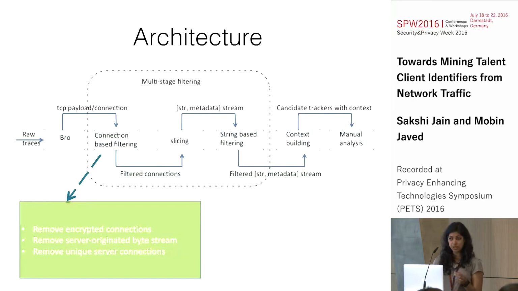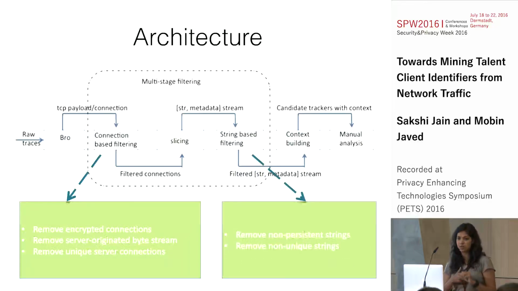To move forward and apply the next set of filters, which are based on the string values, we need to slice these connection raw traces into the sliding windows that we spoke about. This is the slicing step shown in the diagram. Once we have that, we apply our definitions of uniqueness and persistence. This is where we use two streaming algorithms to apply these conditions. And once we're done with these two sets of filters, we are left with the first set of potential strings that could be used as trackers.